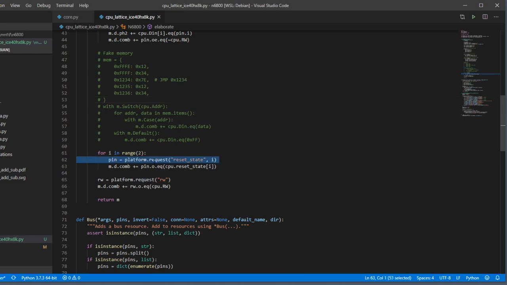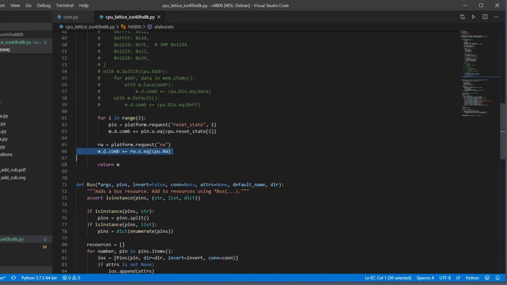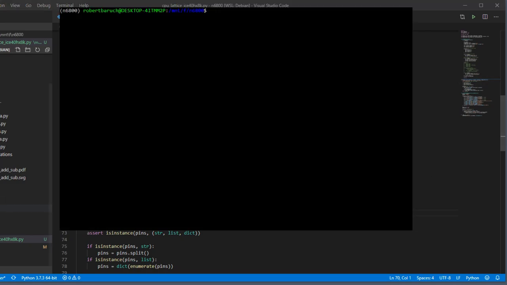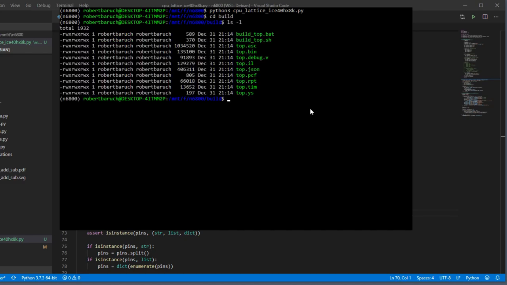This is hooking up the reset state, hooking up the read write line, and that's really all there is to it. So let's go ahead and compile this and see what we get. All we have to do is run the Python file, and the output appears in the build directory. And as before, there are plenty of files here. The bitstream is top.bin. But really, I want to look at top.rpt.